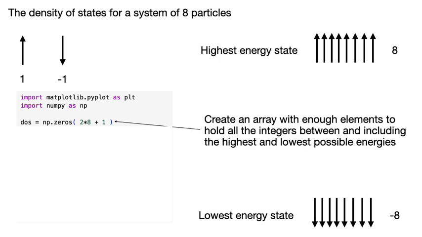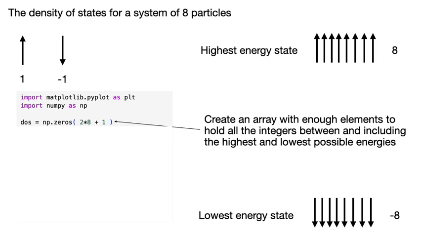Ultimately, the 0th element of this array, of this vector, will contain the number of states with an energy of -8. The first element will contain the number of states with energy -7. The second, the number of states with energy of -6, and so on.